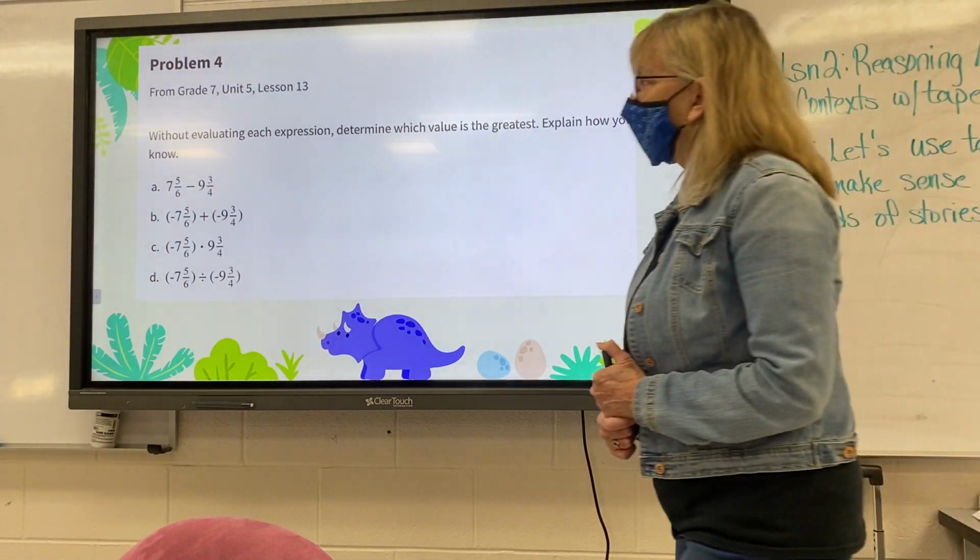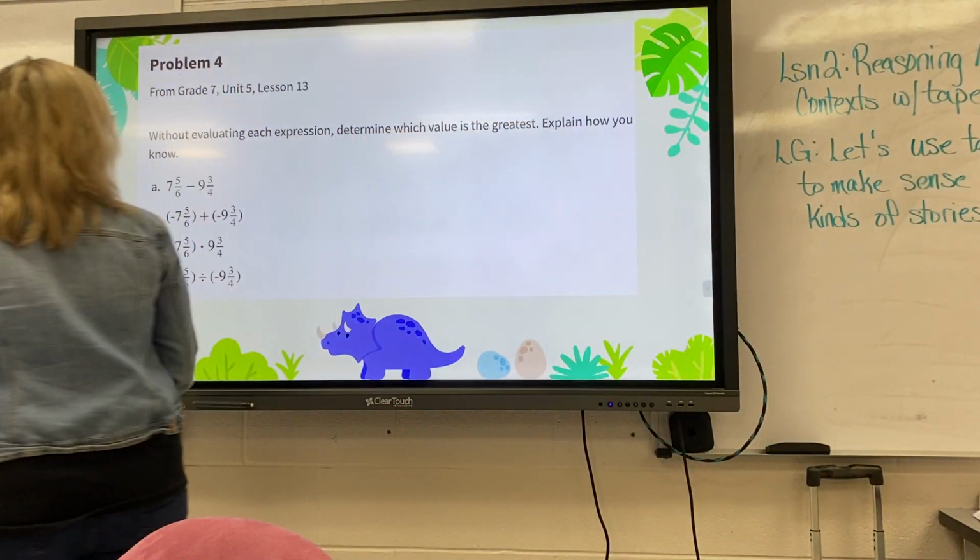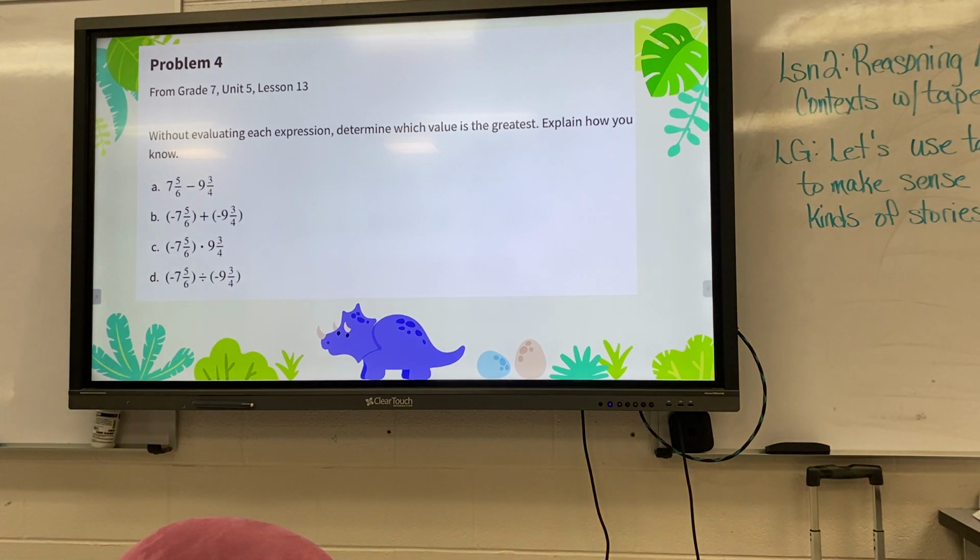Question 4, without evaluating each expression, determine which value is the greatest. Explain how you know. So what do you think they're wanting? Maybe we could just figure out if they're positive or negative. Maybe that would help. All right. So A, would A's answer be positive or negative? 7 5/6 minus 9 3/4.